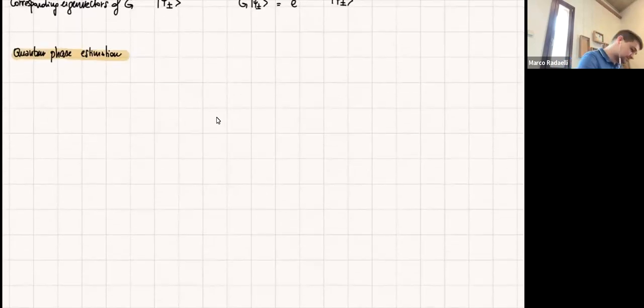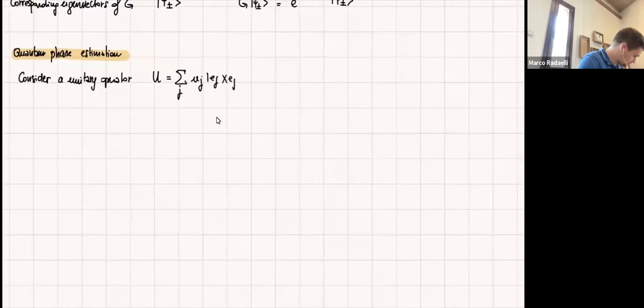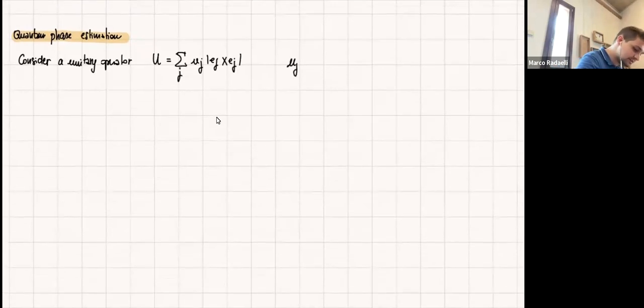Let's introduce the problem in full generality. Consider a unitary operator U, which has some decomposition, sum over j of u_j e_j e_j. That's an eigenvalue and eigenvector decomposition. Now we notice that the u_j have a specific form. This is something we have actually already found for the rotation matrix.